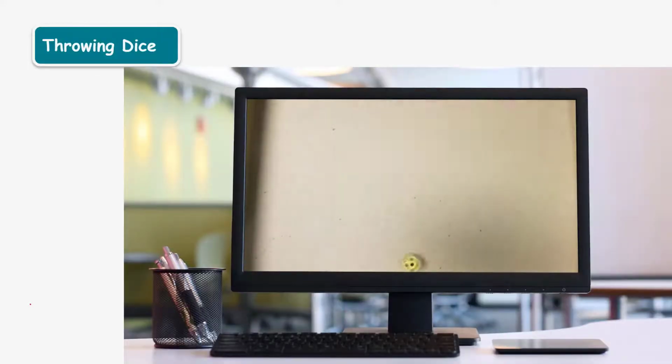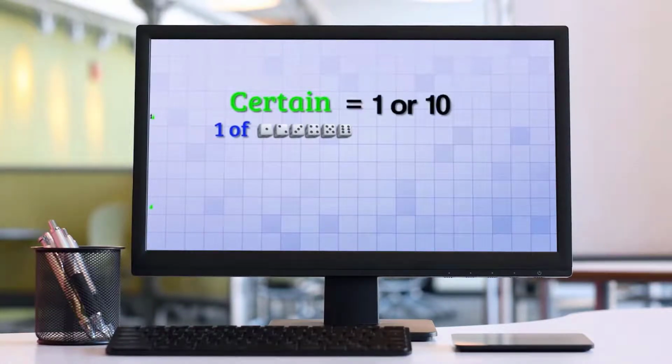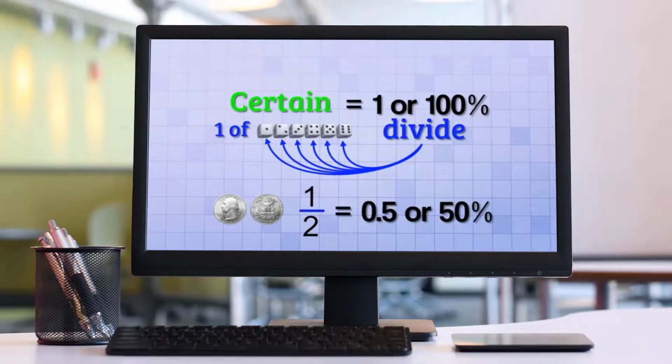Throwing a dice is another example of experimental probability. There are many examples of experimental probability. It's certain that one of those 6 sides will land facing upwards, which is a probability of 1 or 100%. But since only one side can face upwards for a given roll, we have to divide up that value among all the possibilities. In the case of a coin toss, since there were only 2 possibilities, we had to divide the probability by 2. 1 divided by 2 is 1/2, which is the decimal 0.5 or 50%.